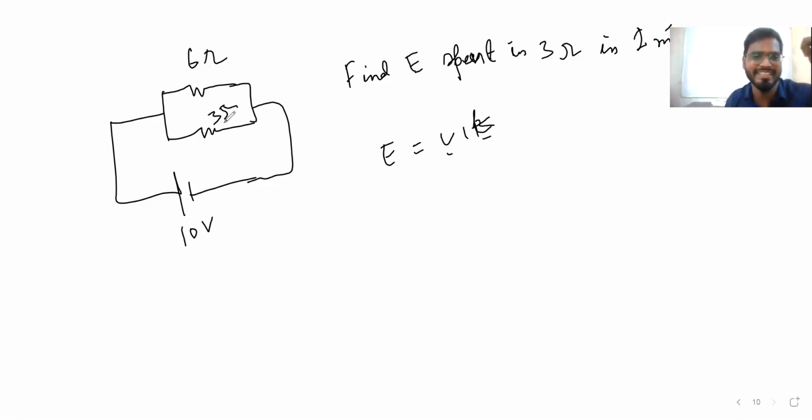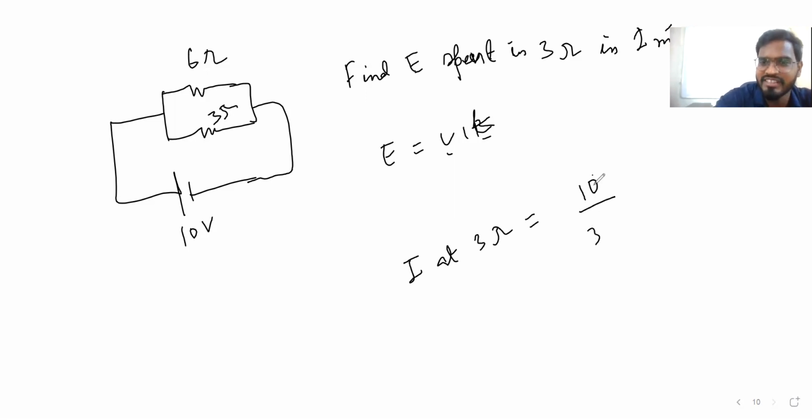Okay, we can do directly. How? We know 6 and 3 is in what? Parallel, right? There is no other resistance. So directly we can say 10 volt in 3 ohm also, 10 volt in 6 ohm also. Finished. Now we can say current at 3 ohm if you want to find, then I is equal to what? V by R. R is how much? 3.333. 3.3, let's take ampere.